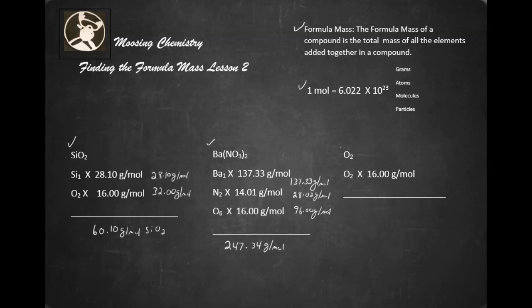Last but not least, we're just going to do elemental oxygen. So we have 2 oxygens at 16.00 grams per mole. That's going to give me a total of 32.00 grams per mole, right? So that's going to give me 32.00 grams per mole of oxygen.